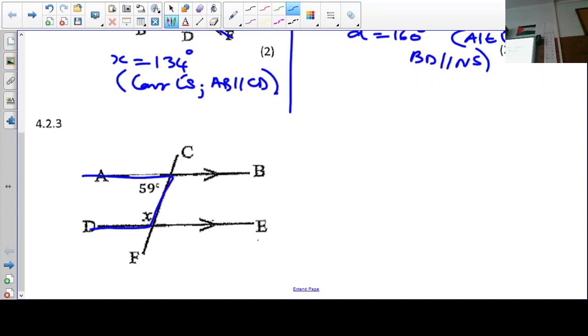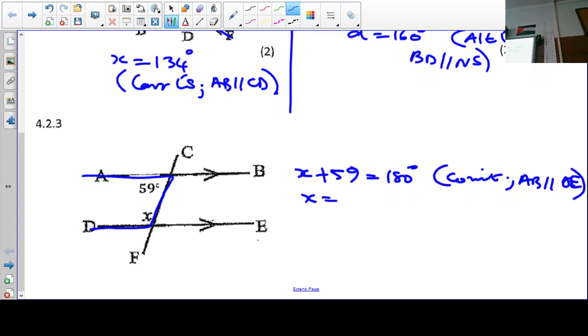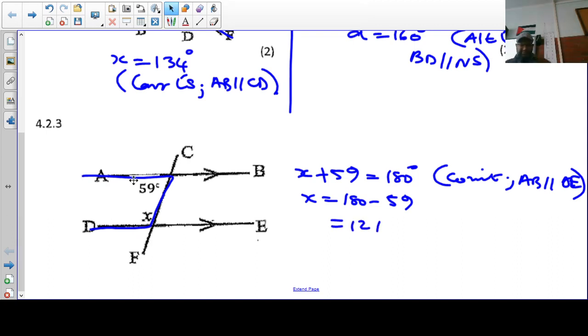Co-interior. So x plus 59 equals 180. These are co-interior angles with AB being parallel to DE. Okay, so x is equal to 180 minus 59, which is 121, not 161, 120. Okay. Oh, we're almost done. Okay.